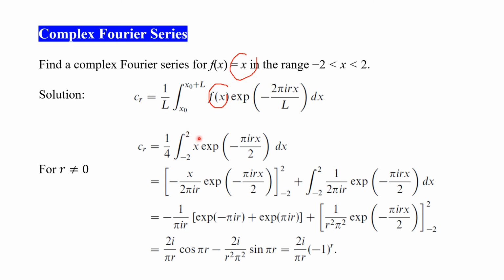So the next step is integrating this one, and you already know how to integrate a term where we have a term of the form x exponential x. Okay, so integrating this one, you have this term here, and solving further, you get this term here with a final form of 2i over pi r times negative 1 raised to r. So this is your complex Fourier series coefficient for f of x that's equal to x.